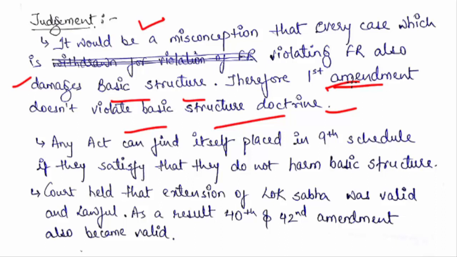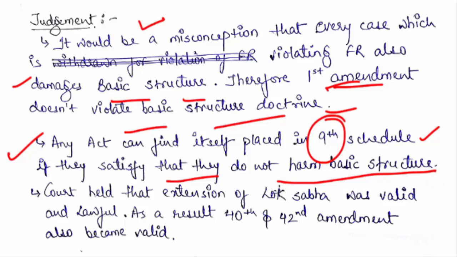This is the judgment. Any act can find itself placed in the 9th schedule if it satisfies the condition that it does not harm the basic structure. In this case, the court said you can put something in the 9th schedule. We are not declaring the First Amendment unconstitutional, therefore we are not declaring the 9th schedule unconstitutional. The 9th schedule is valid. And if you want to put any law or act under the 9th schedule, the condition is that it does not harm the basic structure, right?